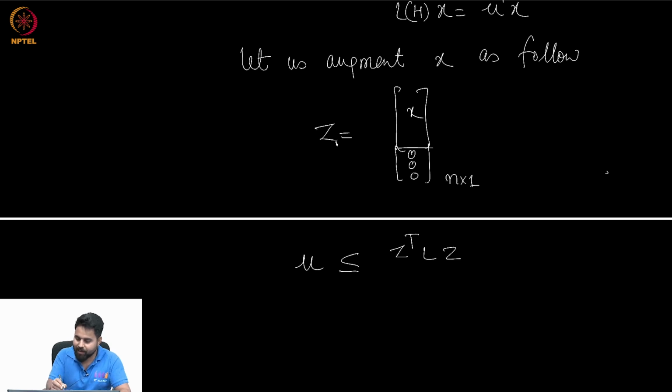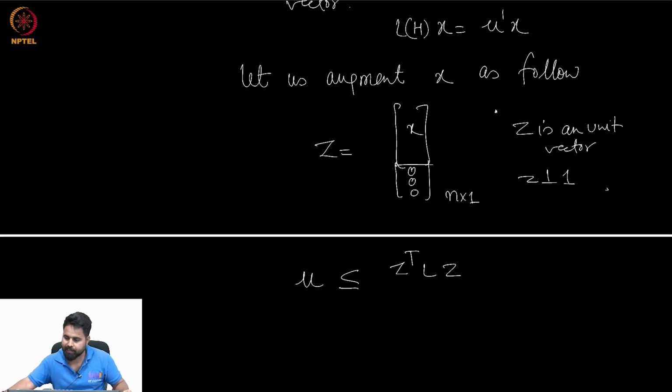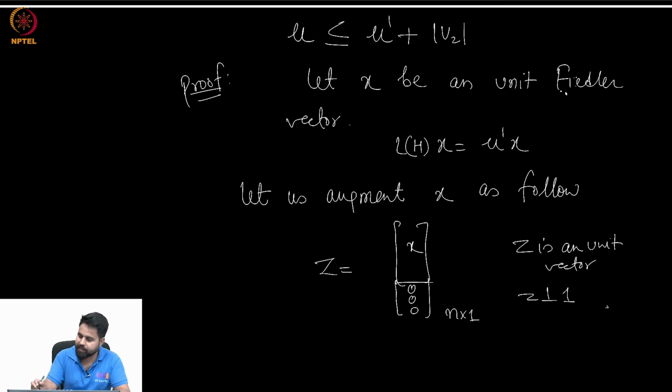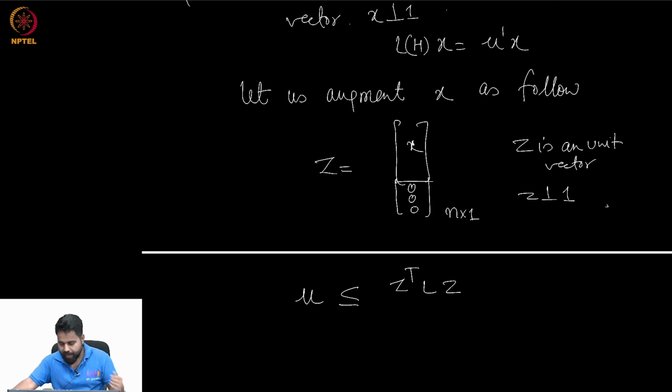By the way, this Z will also be a unit vector, right? Z is a unit vector, and it is also perpendicular to the all-ones vector. The region is given here because x is a unit Fiedler vector, so x is perpendicular to all ones. So this Z will also be perpendicular to 1, and hence we can write.